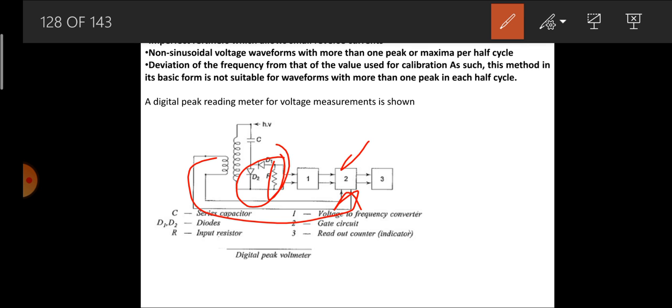Conventional instruments of this type are available with very little error, even less than 2%. So this is all about the series capacitor peak voltmeter. The next video will be on peak voltmeters with potential divider. Thank you.